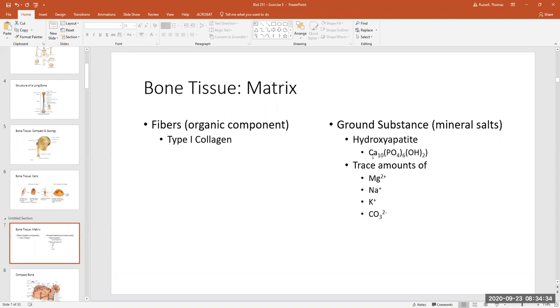But you might not realize it, but your bones are also somewhat flexible. Albeit, they're a lot more flexible when we're a kid, when we're younger. But they do have some flexibility to them. And that flexibility is attributed to the collagen that's found running through the bony matrix. So we have some flexibility and we have strength, a hardened strength dealing with our calcium salts.